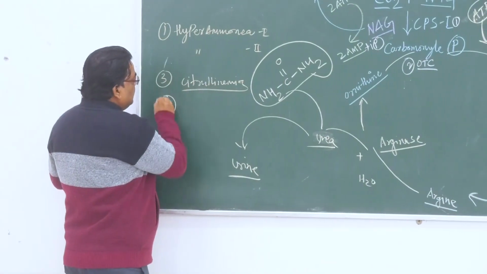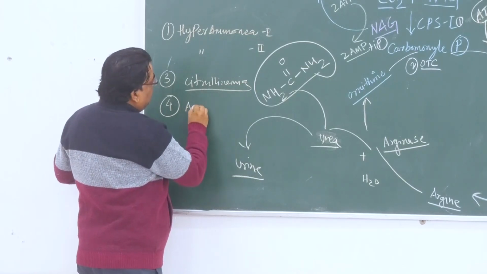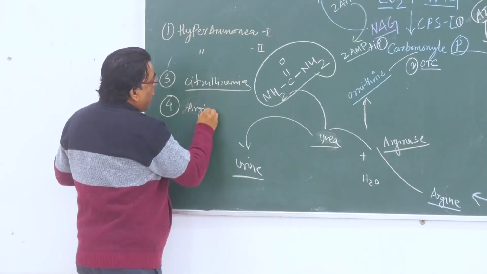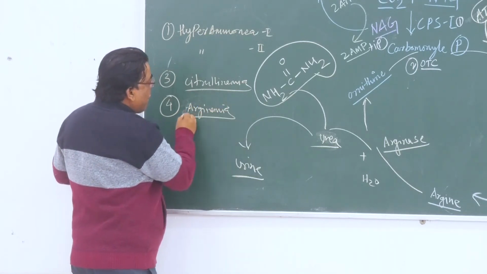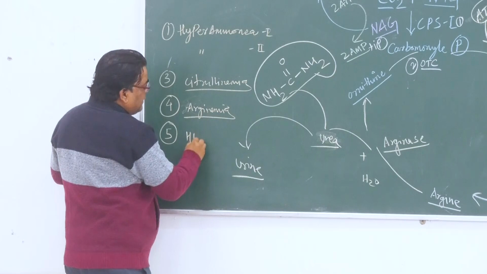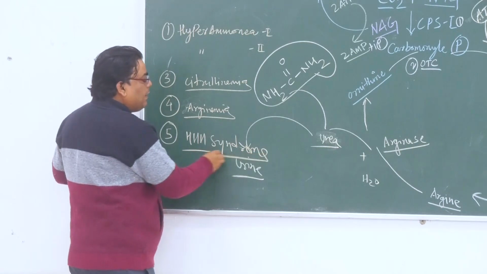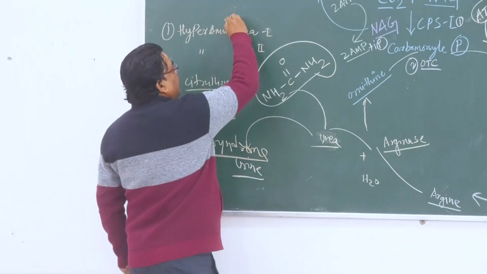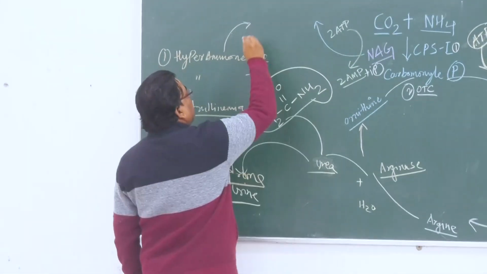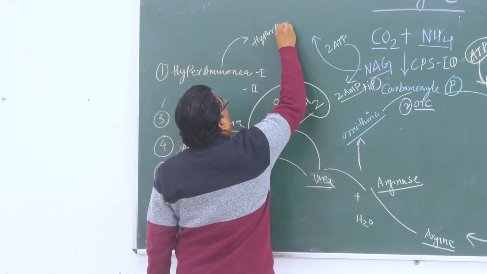Fourth one, which one? Argininemia. Fifth one, ornithinemia. HHH syndrome. One is for you to look up, check which one it is. So all these disorders lead to one condition which is called hyperammonemia.